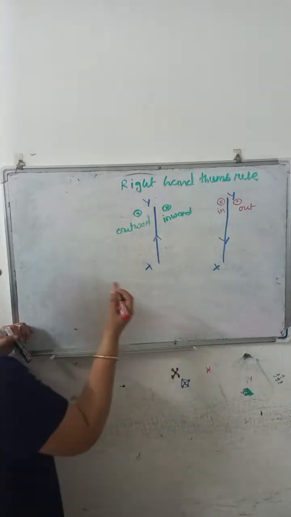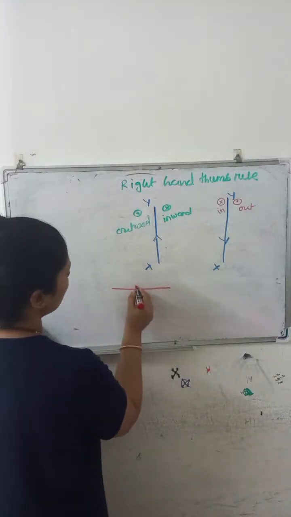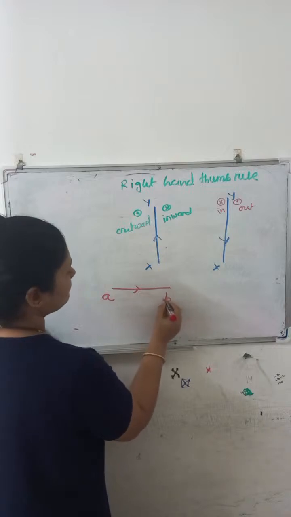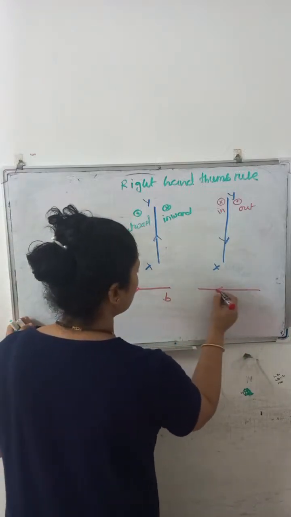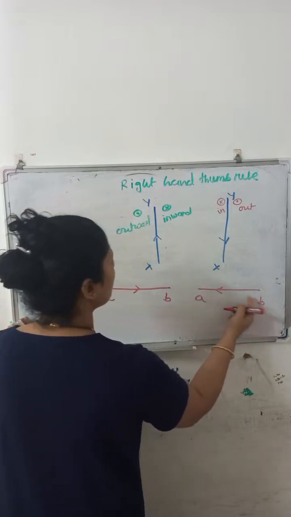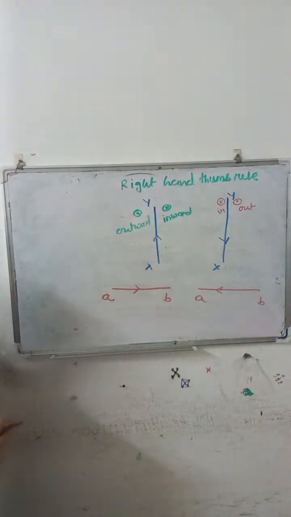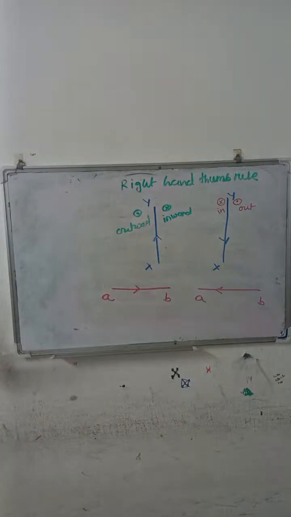Try to find out the directions. This is one conductor AB. Current is going in this direction, A to B. Then there is another conductor where the current is flowing from B to A. Find out in and out, that means the direction of the magnetic field. I will give you 1 minute.